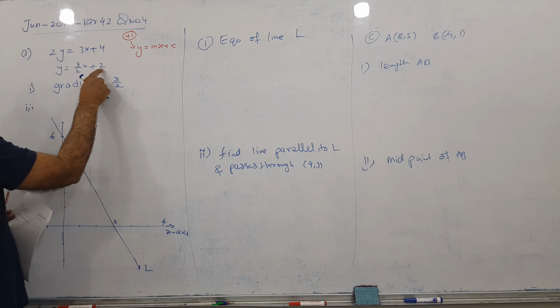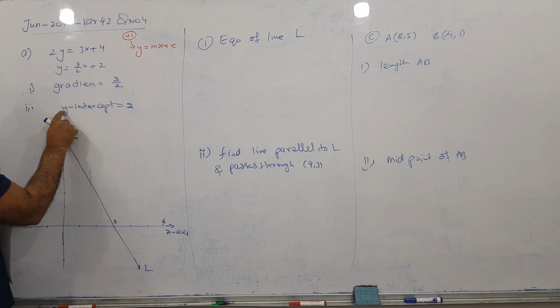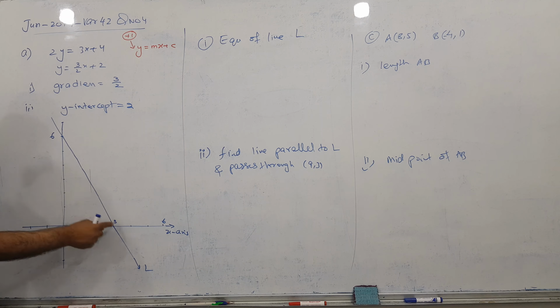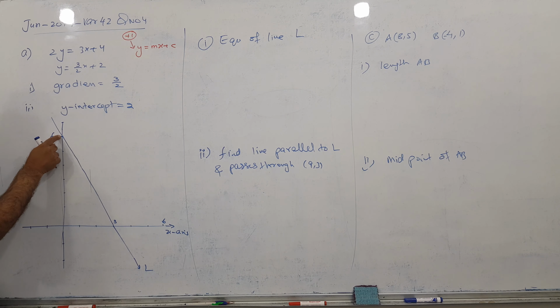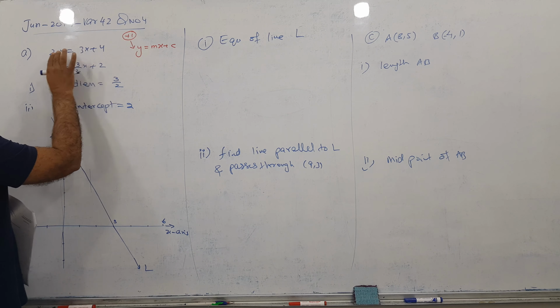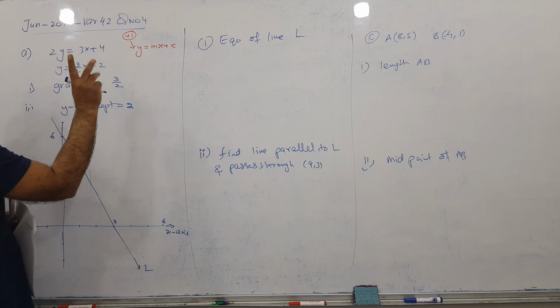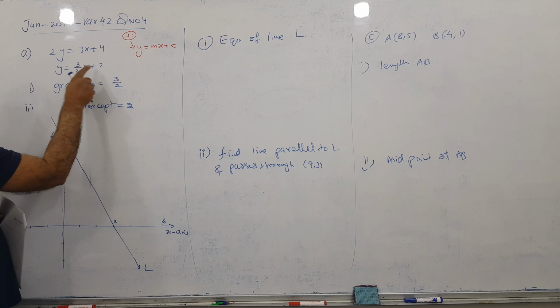I can do it another way also. How? Simply put x equal to 0, because when cutting the y-axis, x is always 0. When I put x equal to 0, this term is gone, so 2 divided, I got 2. So there are 2 ways: directly read the number or put x equal to 0. So I finished my 2 parts.